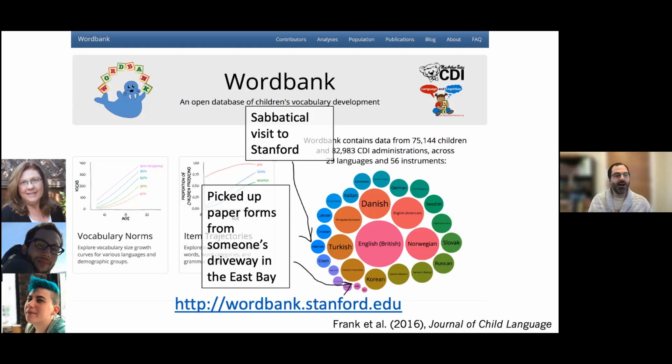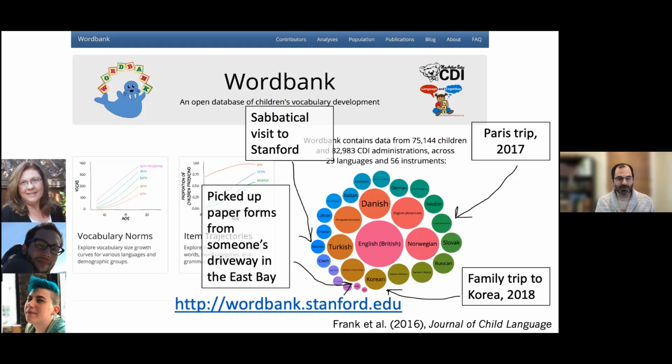For Hebrew, a sabbatical visit to Stanford by one of the researchers helped convince her to contribute to this repository. My own trip to Paris in 2017 resulted in the acquisition of French language data. And a family trip to Korea helped convince the Korean team to contribute their data to the repository.